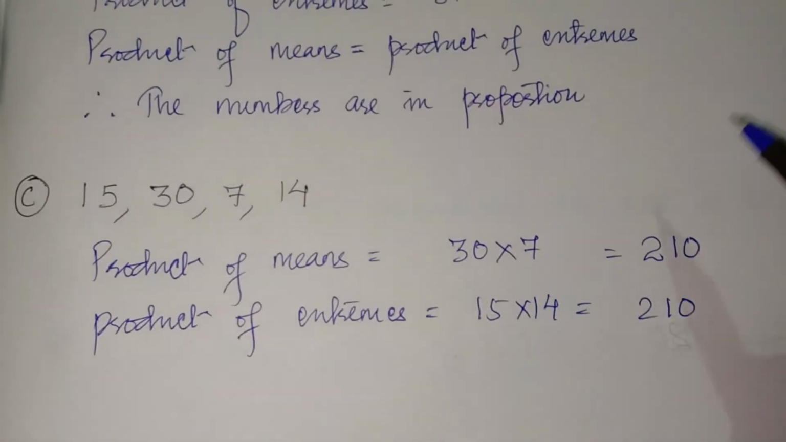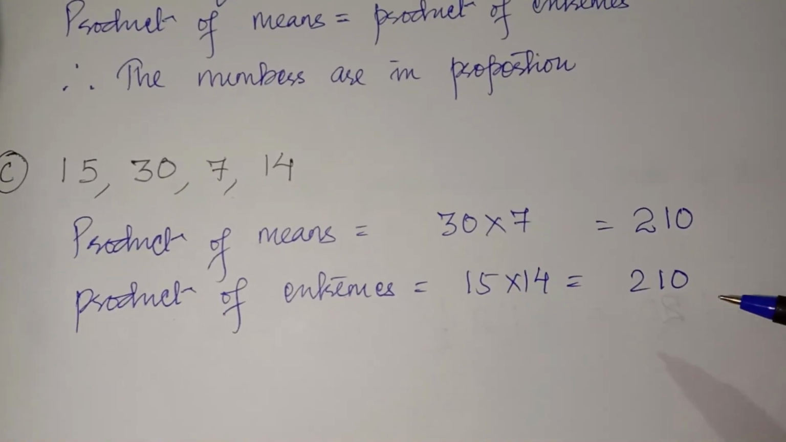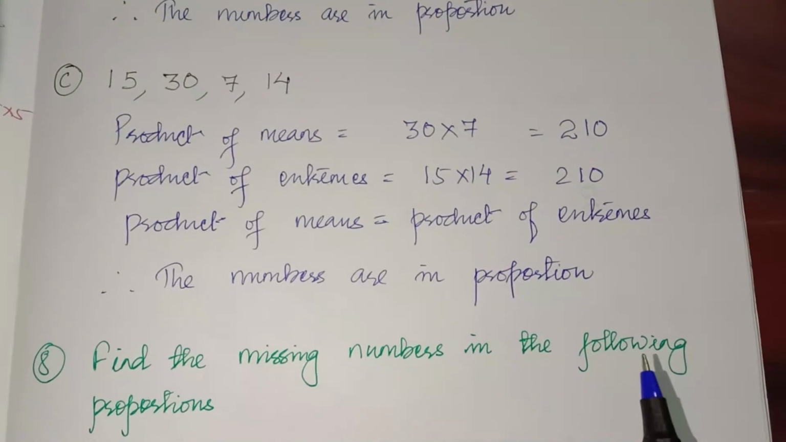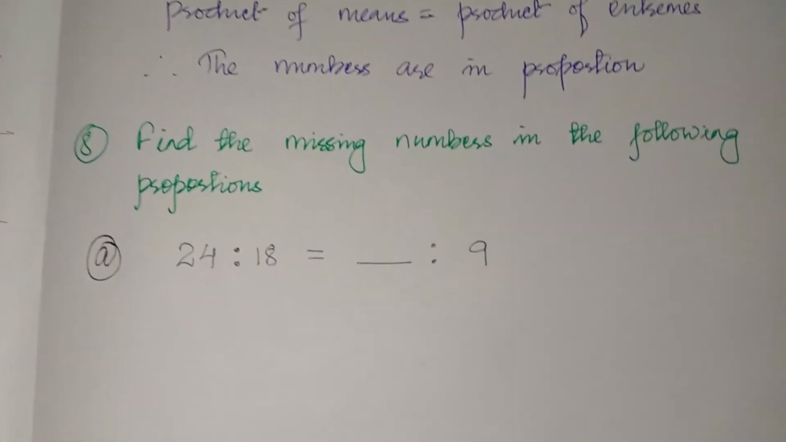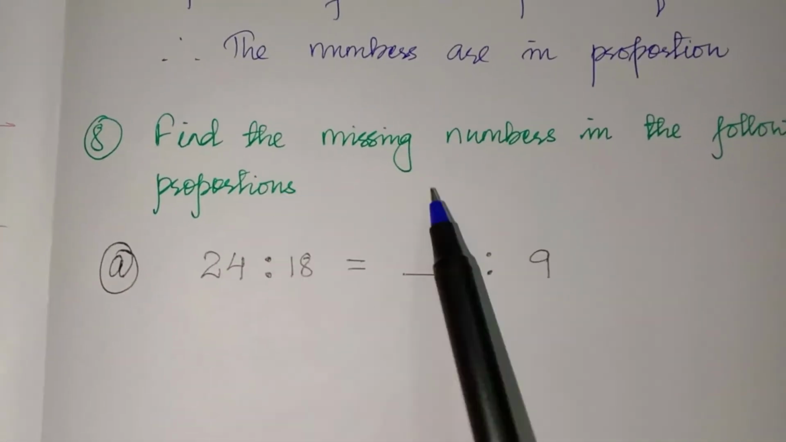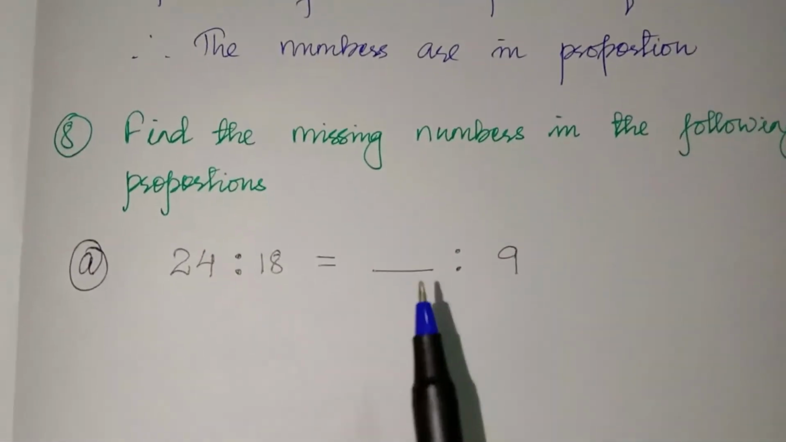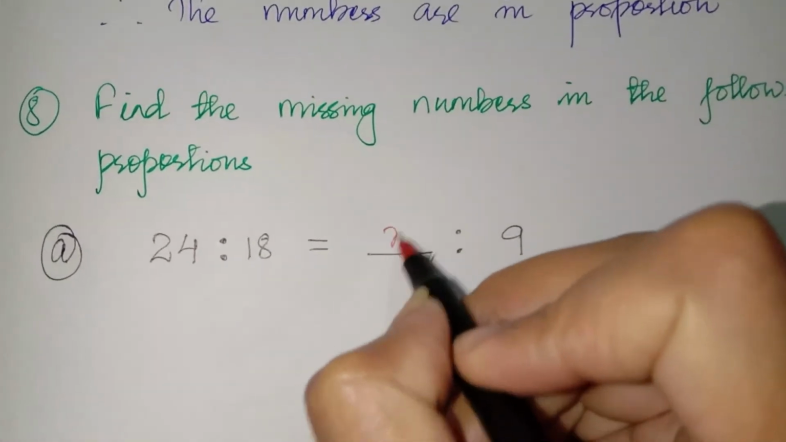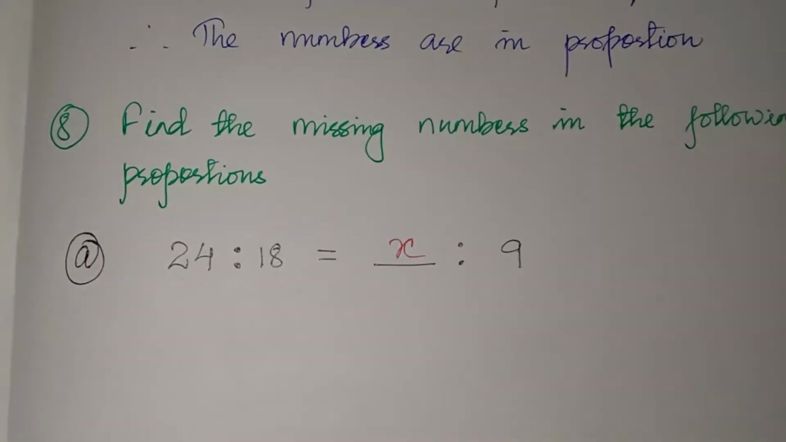So we got the product of means and product of extremes are equal. So the numbers are in proportion. Next one is find the missing numbers in the following proportion. Here the number is missing. Okay, so let's add an x. Okay, so let the missing term be x.